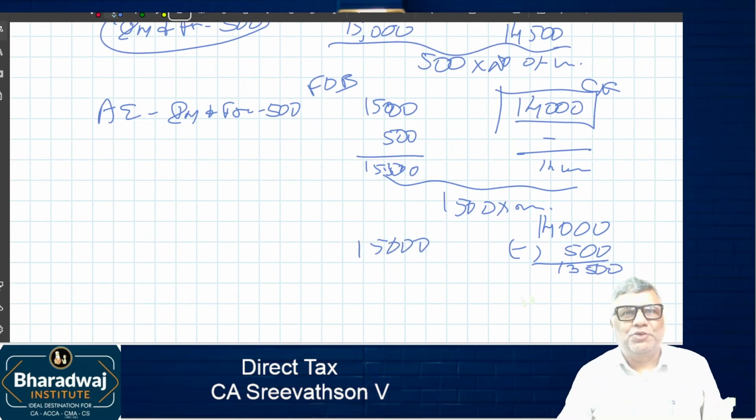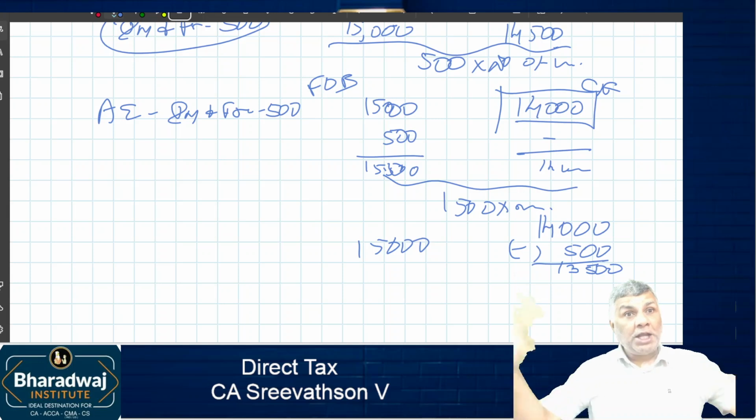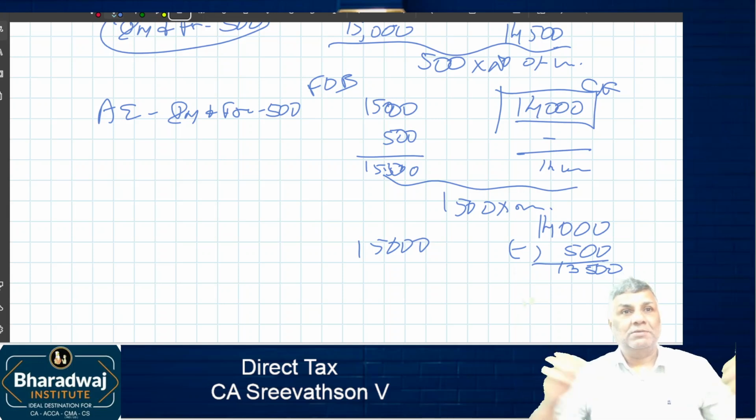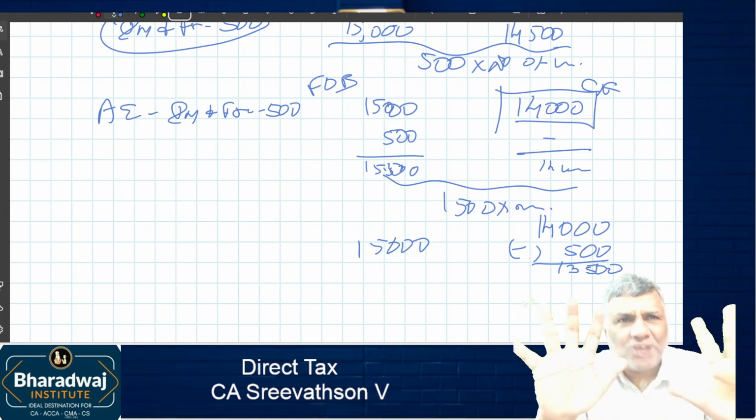Now only we get a confusion. Sir, why did you do minus? Because we have to understand one thing, whose angle it is. Because we always take the independent party as the basis. Independent party sold me the goods for 14,000 rupees, whereas my associated enterprise sells it for 15,000. Additionally, I am going to incur 500 rupees, which I am not incurring for the independent party. Difference is 1,500.